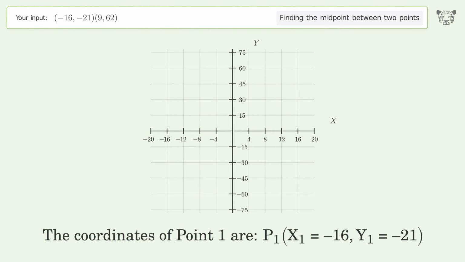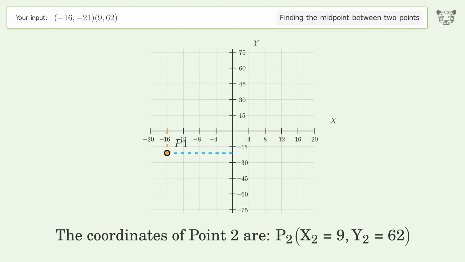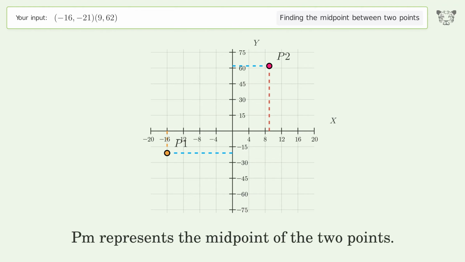The coordinates of point 1 are, x1 equals negative 16, y1 equals negative 21. The coordinates of point 2 are, x2 equals 9, y2 equals 62. PM represents the midpoint of the 2 points.